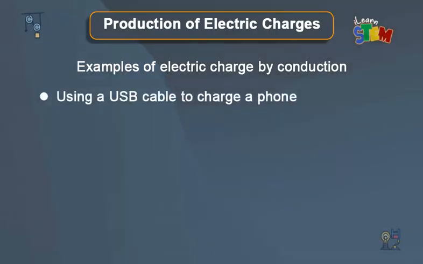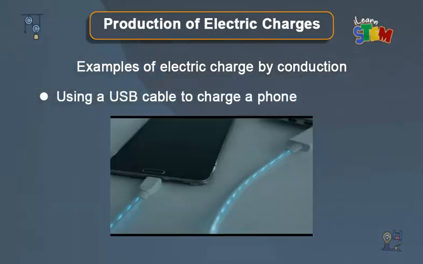Using a USB cable to charge a phone. When you plug a USB cable into a phone, the electrical charge from the computer or wall adapter conducts through the cable and charges the phone's battery. These examples illustrate how conduction facilitates the transfer of electric charge through direct contact.